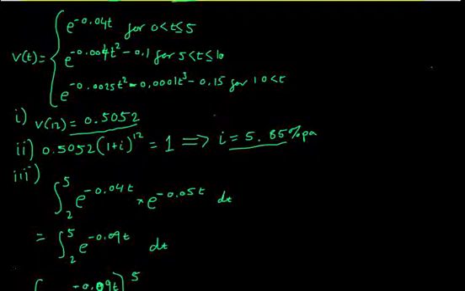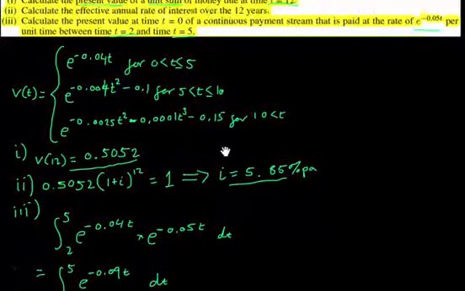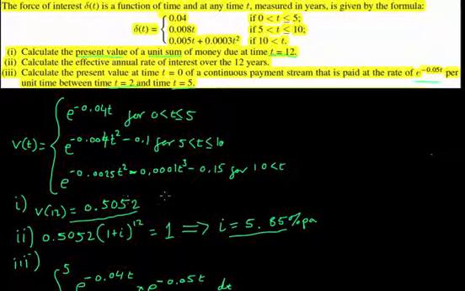Second part, 5.85% per annum, and this bit is half a whatever, dollar, pound, whatever you're using.